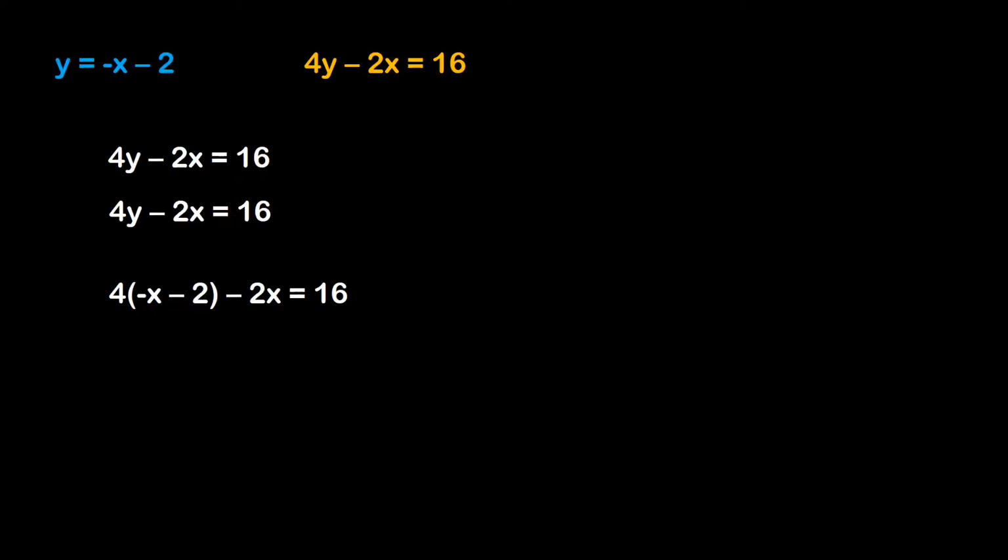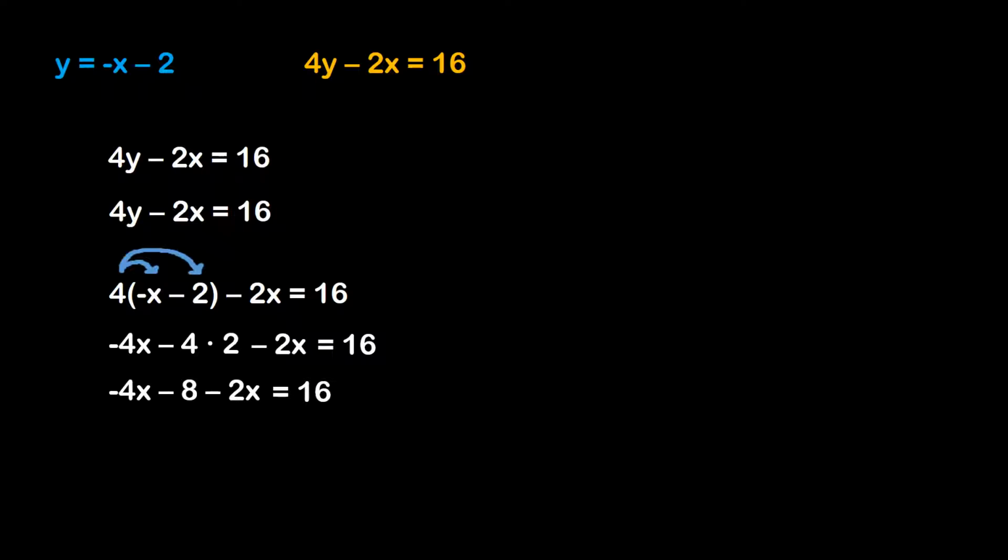So we can start off by distributing. That'll give us negative 4x minus 4 times 2 minus 2x is equal to 16. And then we have that 4 times 2 is 8, so we have negative 4x minus 8 minus 2x is equal to 16. Negative 4x minus 2x is negative 6x, so negative 6x minus 8 is equal to 16. Okay, I'll write that again over here. Then from here, we're just trying to isolate for x, or solve for x.